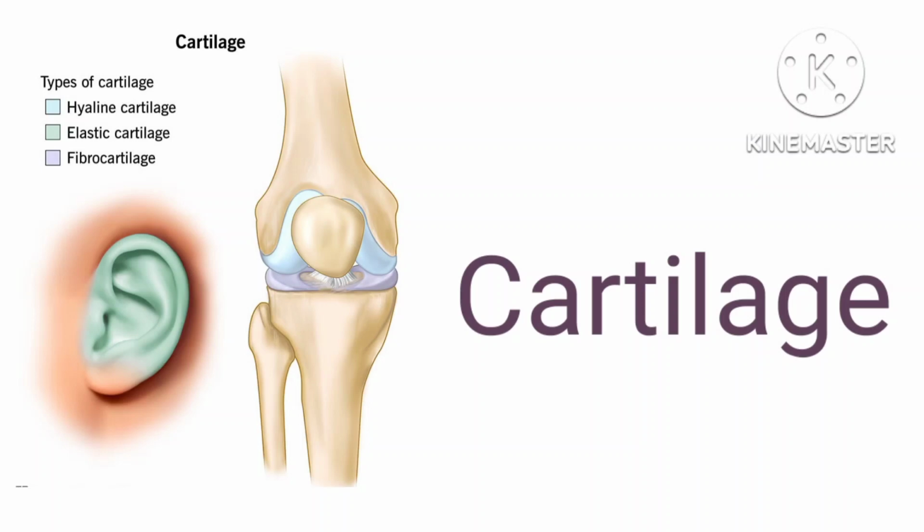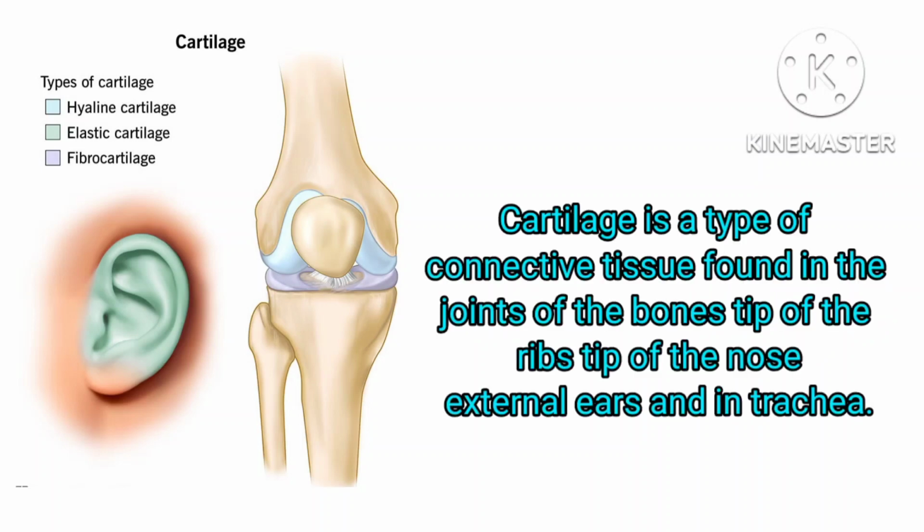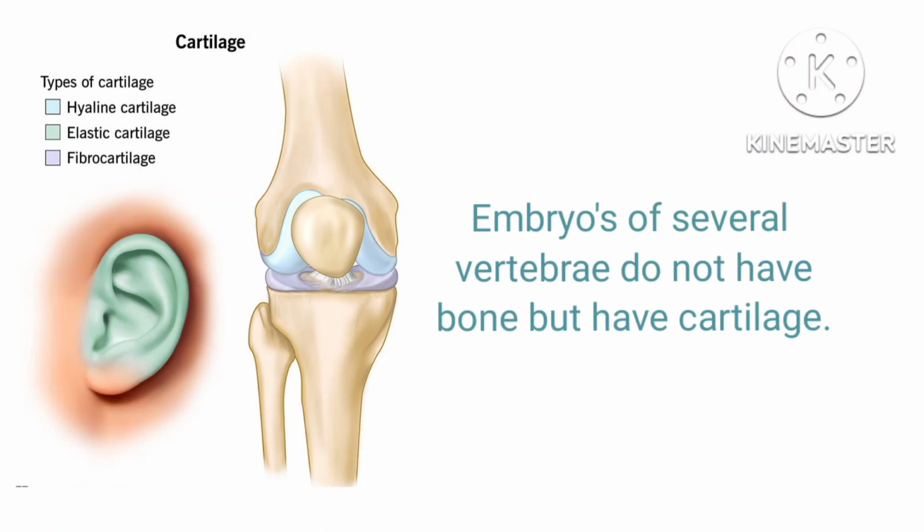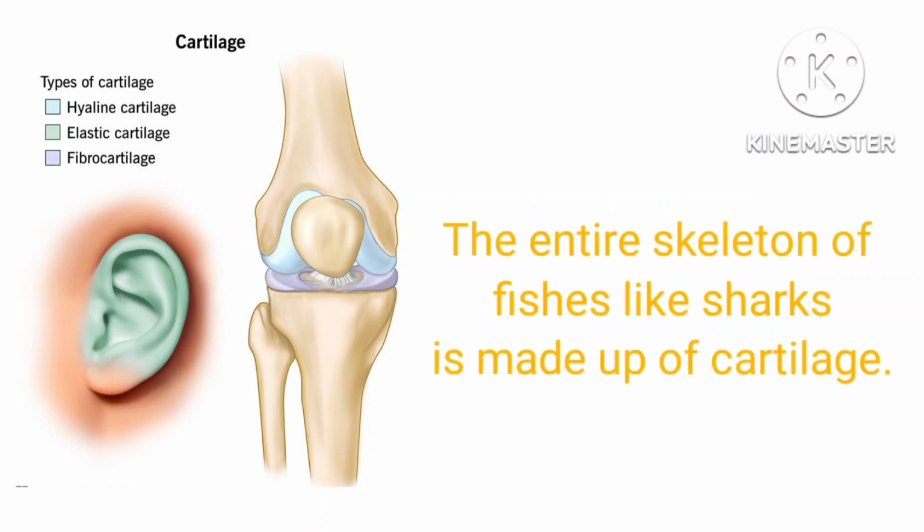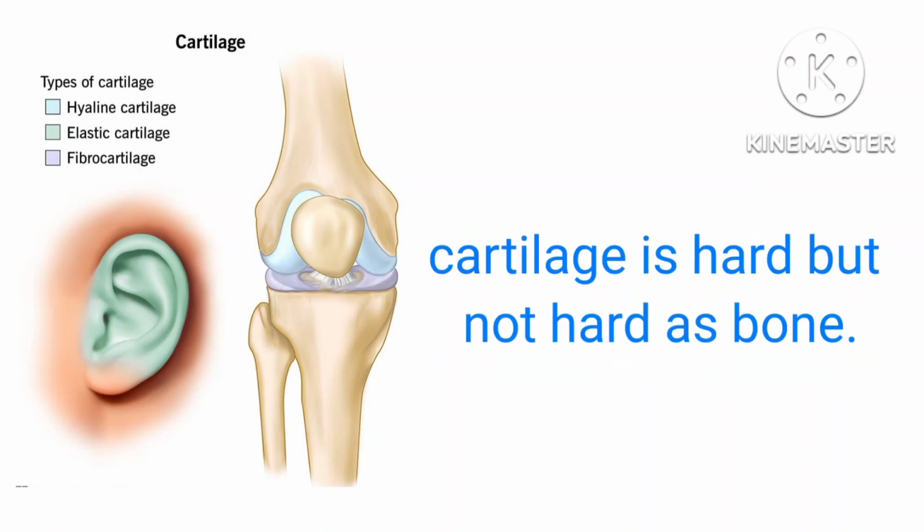Cartilage. Cartilage is a type of connective tissue found in the joints of the bone tip, the rib tips, the nose, external ears, and in the trachea. Embryos of several vertebrates do not have bone but have cartilage. The entire skeleton of fishes like sharks is made up of cartilage.